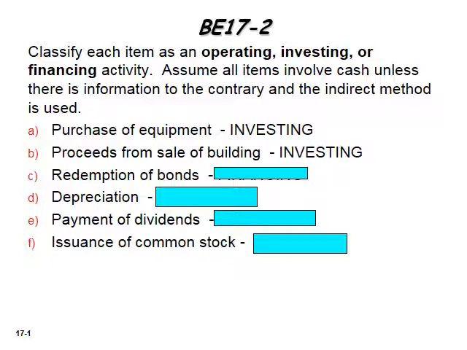So what it comes in as is how it goes out. The redemption of bonds. So when you sell bonds, that's a financing activity. So when you redeem the bonds, it's also a financing activity.